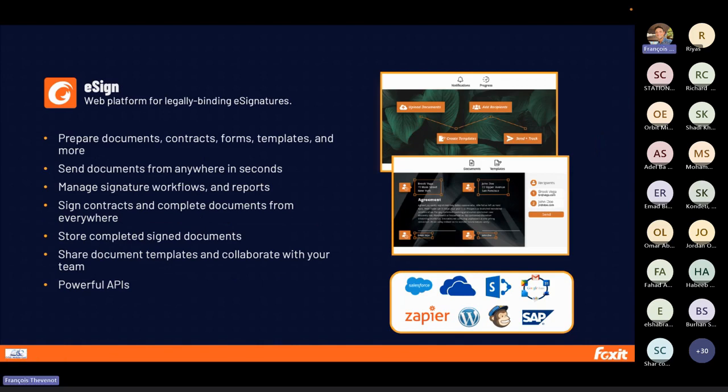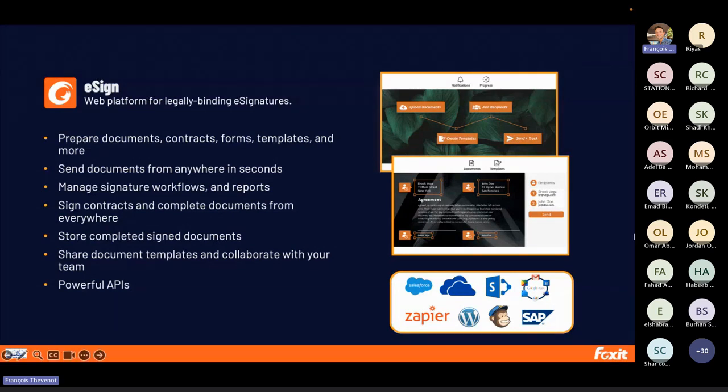Foxit eSign. So Foxit eSign is a web platform for legally binding e-signature. The idea with Foxit eSign is to protect a document after the document is signed. When I say to protect this document, it means that once the document is signed, you cannot modify the document anymore. And in addition, we give a digital certificate saying that this document was legally signed by the different signing parties.